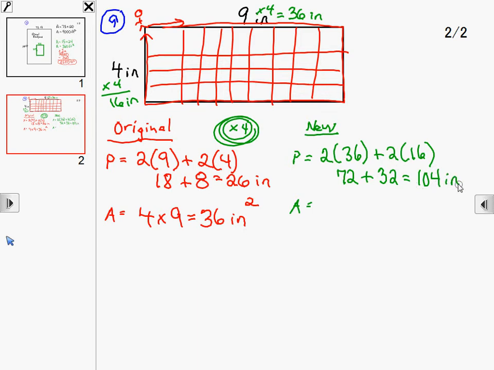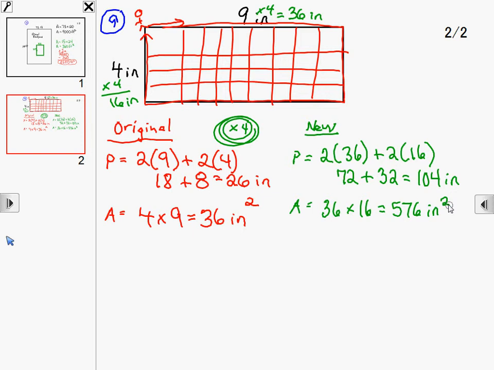Thinking ahead to the area? What's our area? Length times width. 36 times 16. 576 inches squared. So now this brings us to a real question. We've got the proof now.